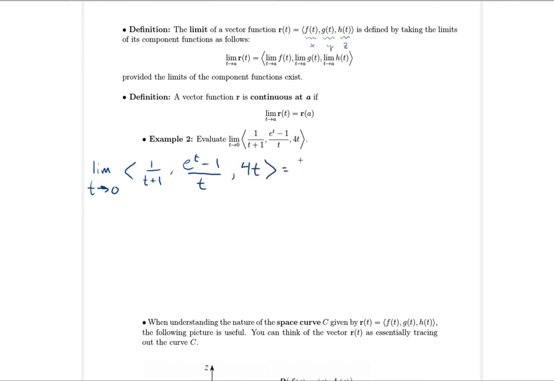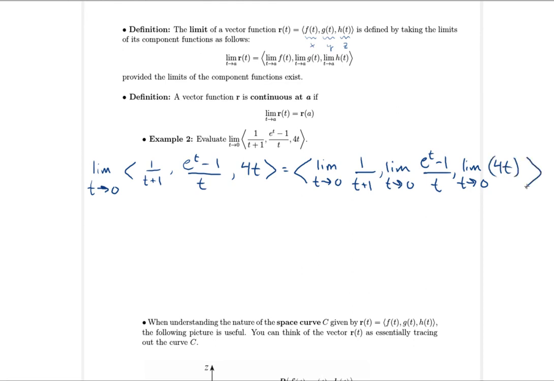But that's just going to be equal to the vector that is the limit as t goes to 0 of 1 over t plus 1, the limit as t goes to 0 of e to the t minus 1 over t, and then the limit as t goes to 0 of 4t. All right, so we just take each individual limit.